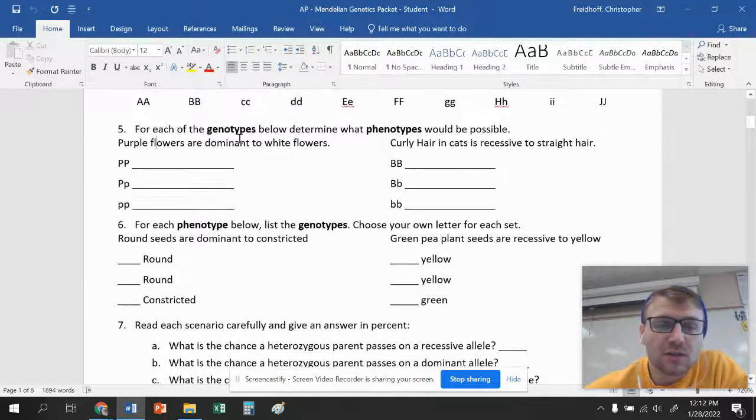Number 5 asks you, given the genotypes, to produce what the phenotype would be. So like purple flowers are dominant to white flowers. Big P would be purple flowers. Big P, little p would be purple flowers. And then little p, little p would be the recessive white flowers.